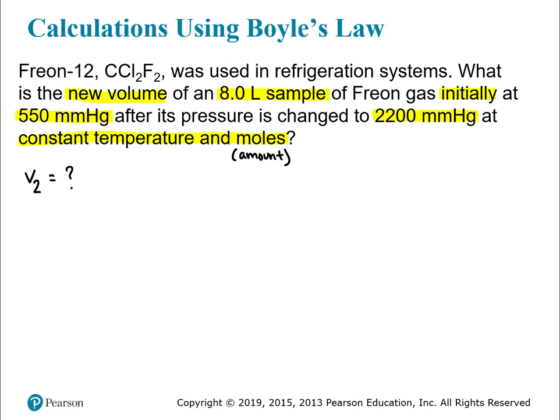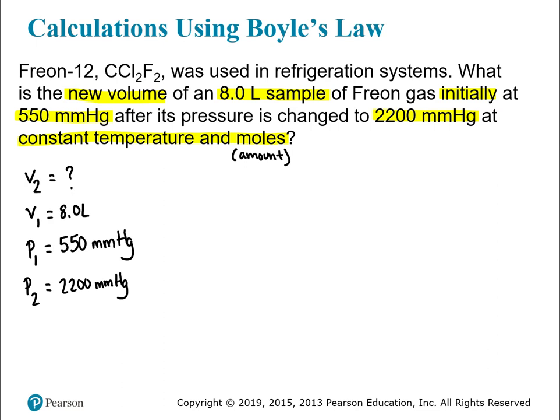We know that we're starting with an 8-liter sample. So that's V1, or volume 1. Initially, it has a pressure of 550 millimeters of mercury. Initially, that means pressure 1, or P1. After its pressure is changed, the change means we are in our final conditions, 2200 millimeters of mercury. And we're told that the temperature and moles, which is the amount of gas, are constant.